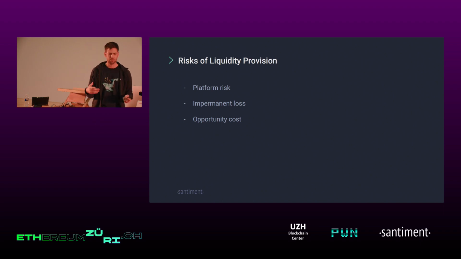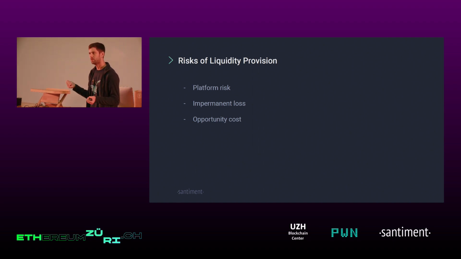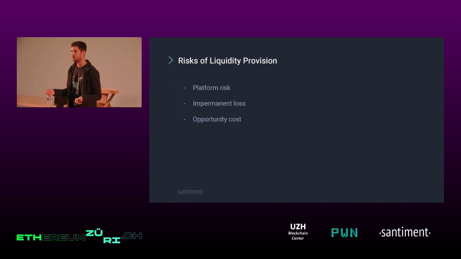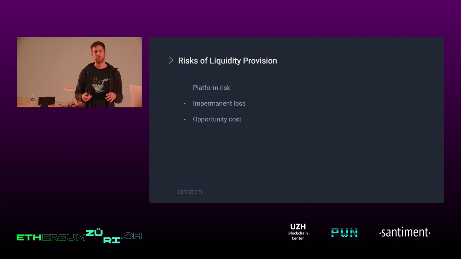First we're going to talk about some of the risks of providing liquidity. Among them, platform risk: something could go wrong with the smart contracts. Permanent loss: maybe you provide tokens that lose value throughout your liquidity provision. And then opportunity costs, of course. Maybe you could have done something better with your tokens and made more money.